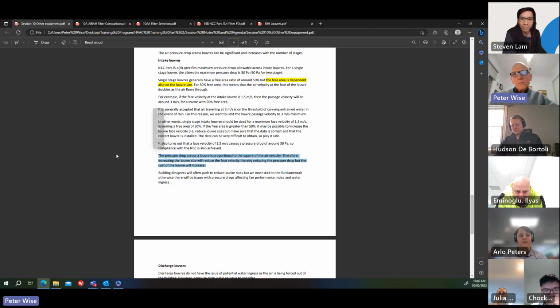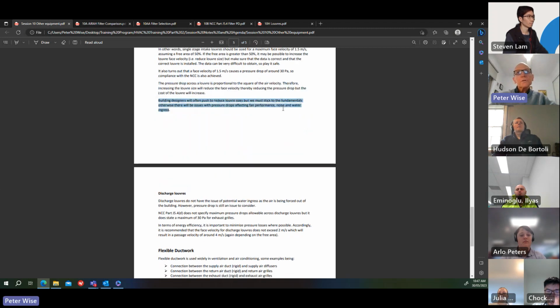Pressure drop across the louver is proportional to the square of the air velocity, which is the same for everything. Therefore, increasing the louver size will reduce the face velocity, which reduces the pressure drop, but the cost of the louver will increase. And you've got to have somewhere to put the louver on the building. So you'll find that this is an issue that comes up again and again when dealing with architects or builders. Be insistent about the louver sizes that you need. So I've just said that there. Stick to the fundamentals. Otherwise, there'll be issues with pressure drops affecting the fan performance, noise, and water ingress.